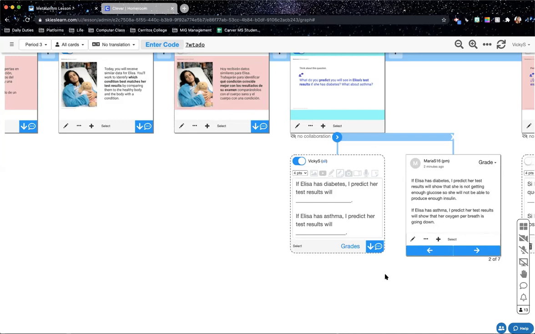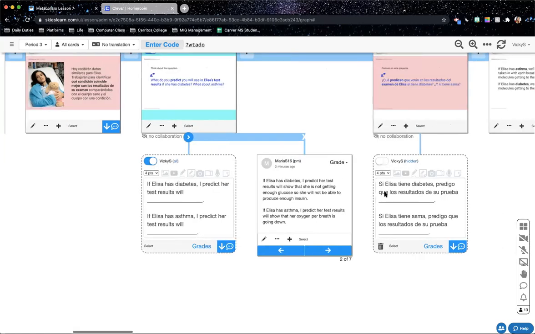So if you need to, we can always come back to here. So remember, if Elisa has diabetes, I predict her test results will show that she has less glucose molecules in her cells. This one will be if Elisa has asthma, I predict her test results will show me that she has less oxygen in her cells, right? So this is what you need to write over here. So let me move on because we need to move on.